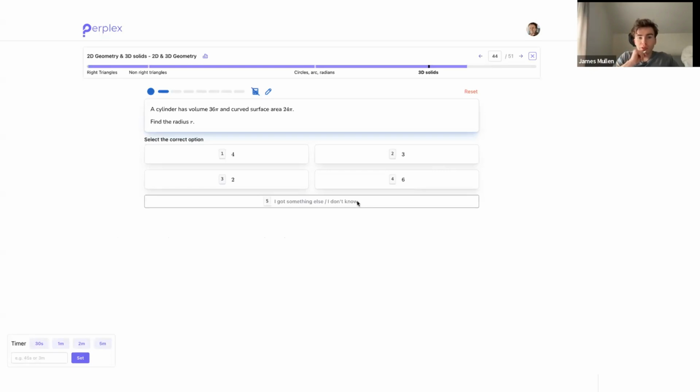Let us do this question. So I have a volume of 36 pi and a curved surface area of 24 pi. So let's remember what I have for my formulas. I have V is equal to pi r squared h. That's equal to 36 pi apparently. And my surface area, the curved part anyways, is 2 pi rh, equal to 24 pi. Okay, let's divide by pi, and I get two equations: r squared h is equal to 36, and 2rh is equal to 24.